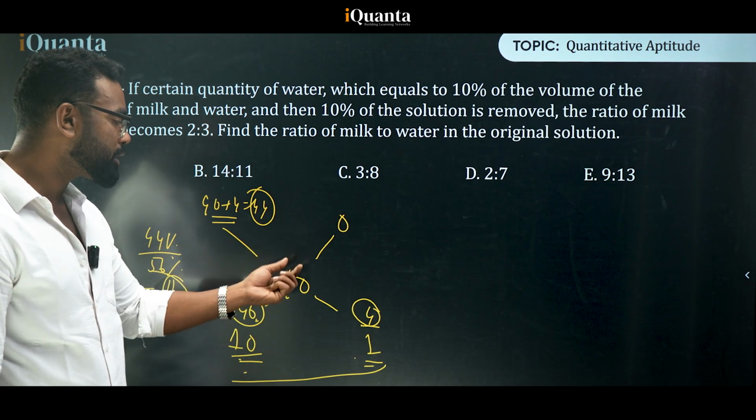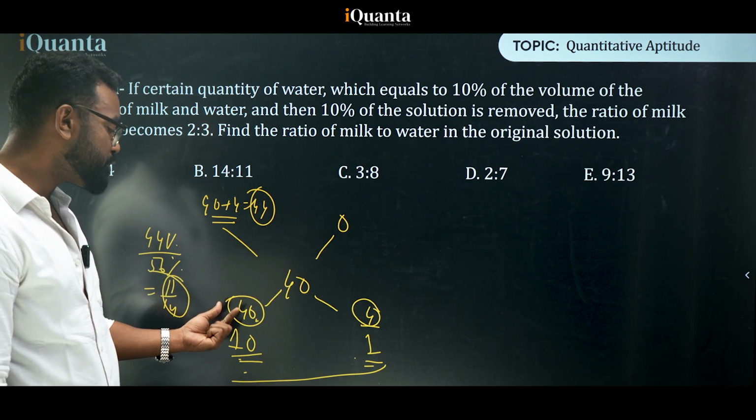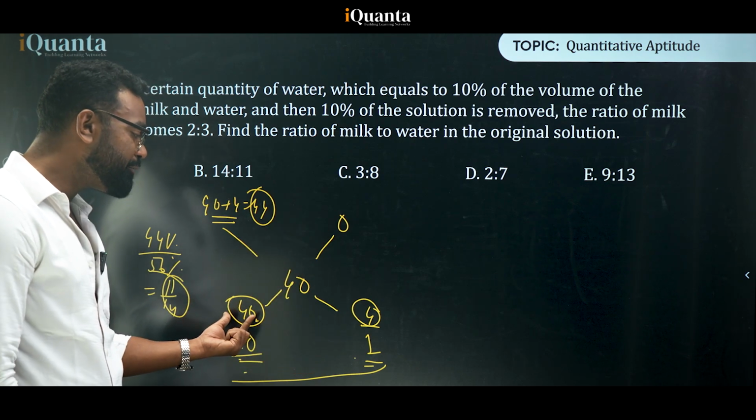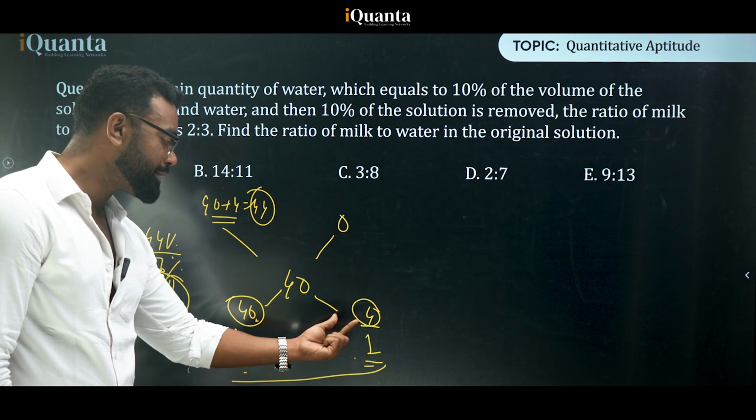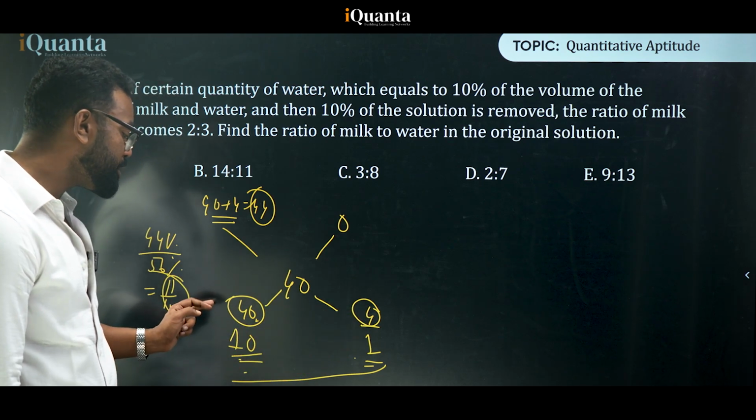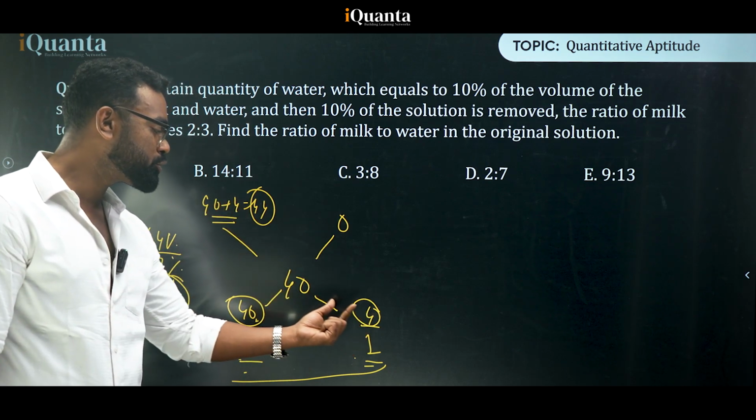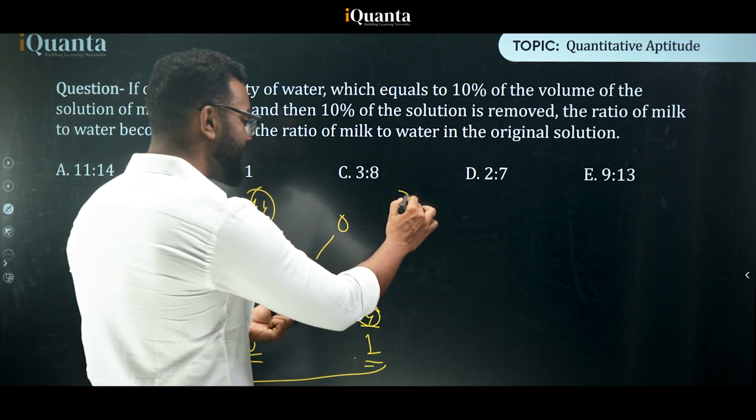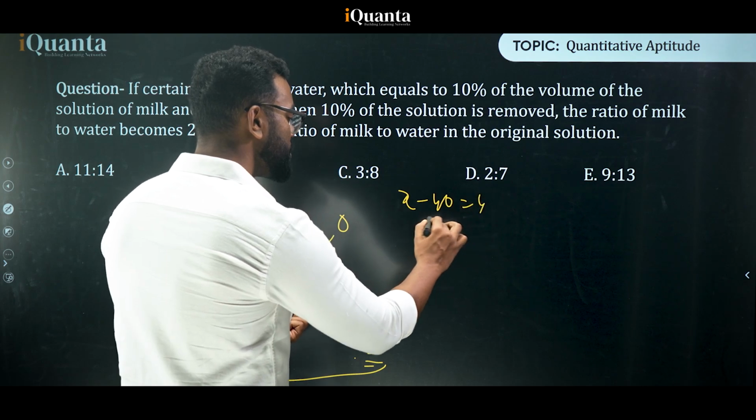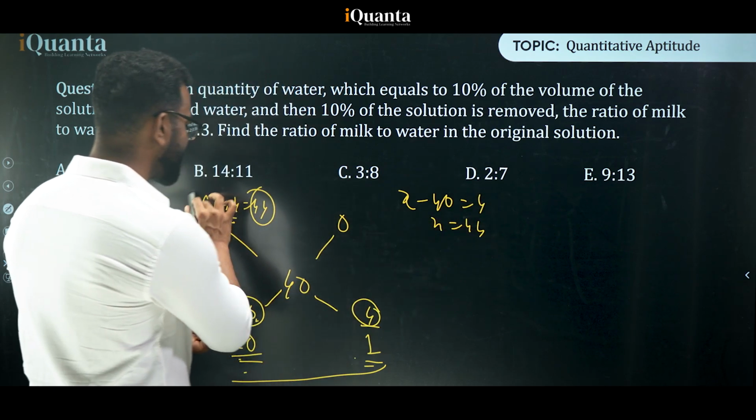Now what I did, 40 minus 0 is 40. But the ratio should be 10:1. So if it is already 40, in the ratio of 10:1, this has to be 4, because 10 into 4 is 40, 1 into 4 is 4. So this minus 40 should be 4. If I write like this, x minus 40 should be 4. So what is x? 44. That's exactly what I did.